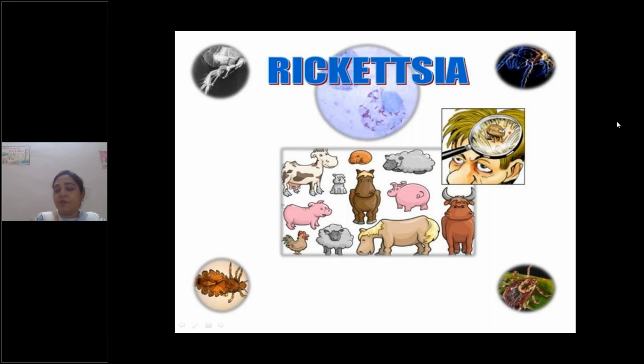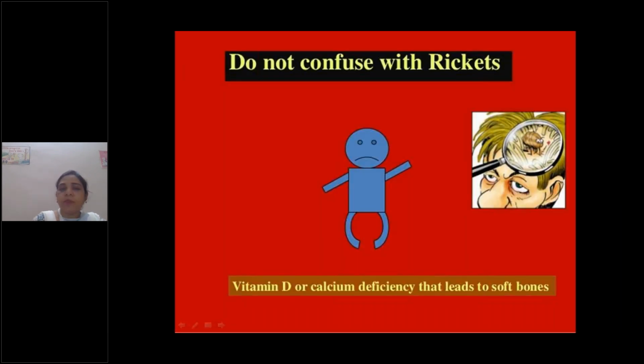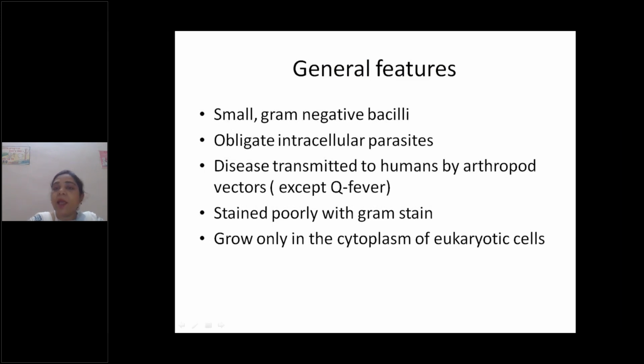First, what are these Rickettsia? These are gram-negative microbes and obligate intracellular parasites. So you can detect these parasites within the cells. That's why they are called intracellular. They are transmitted majorly by arthropod vectors. Vectors may be of different types, such as lice, fleas, mites, etc. Except Q fever.